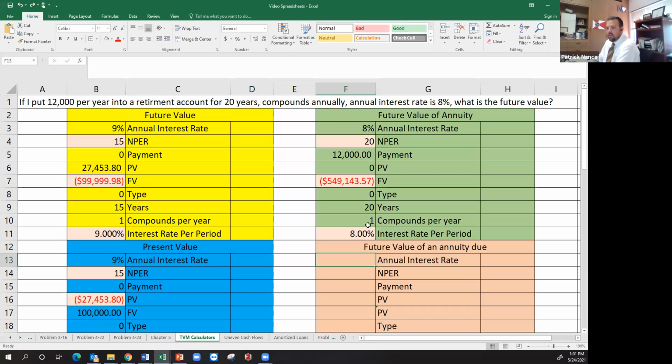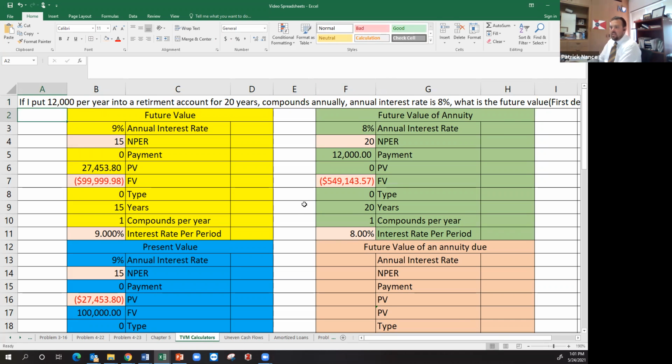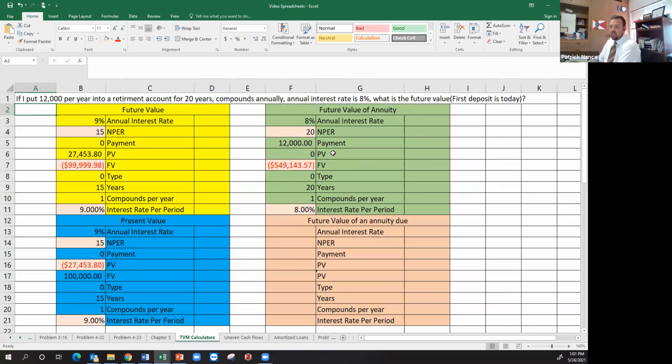So, future value of an annuity due. I'm just going to use the same example here. I put $12,000 per year into a retirement account for 20 years, and it compounds annually. The annual interest rate is 8%. What is the future value? And I'm going to add the caveat that the first deposit is on day one, or is today, the first day of actually doing this. So that changes this from being an annuity at the end of the year to being an annuity due.